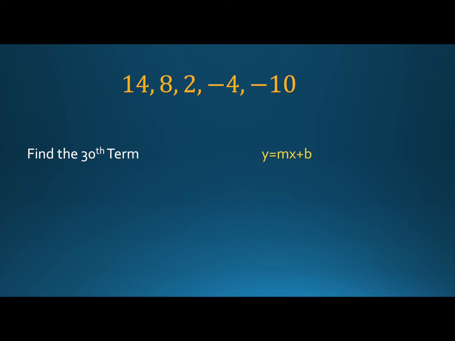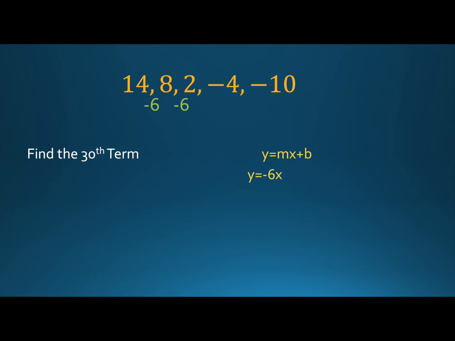Let's try another example. Here's our sequence. Find the 30th term. Here's the general equation again. What is the common difference, our m value? What are we doing to 14 to get 8? We subtract 6. Does it work for the next one? 8 minus 6 is 2. Okay, we're good. So let's substitute negative 6 in for m.